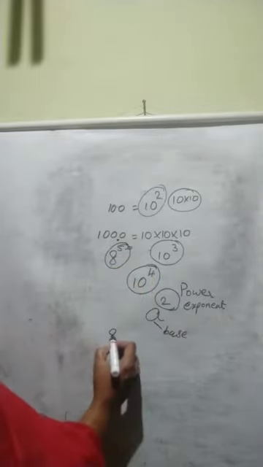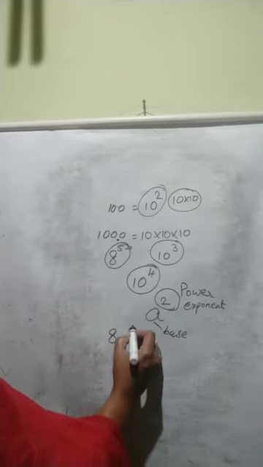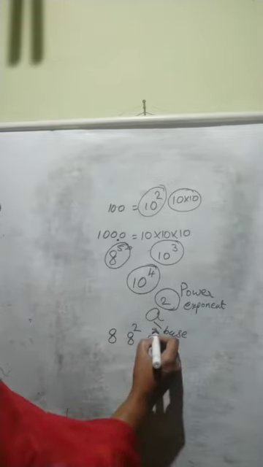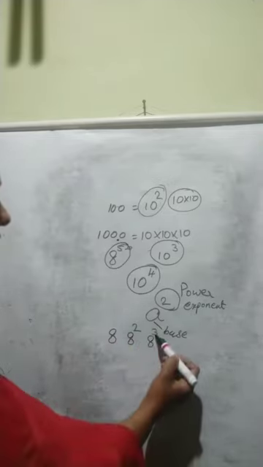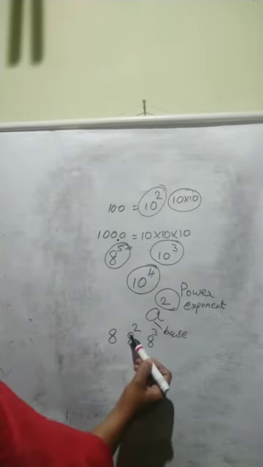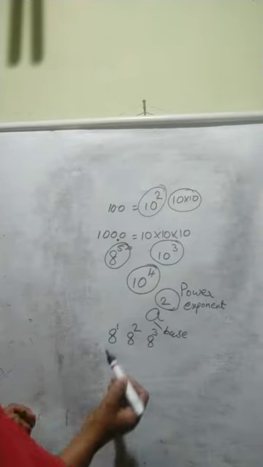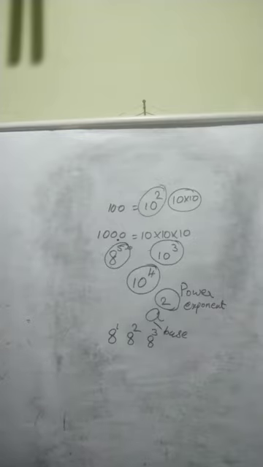Then 8 raised to 2, 8 raised to 3, and so on. Here, third power of 8, second power of 8, first power of 8. That is 8 itself. Clear?